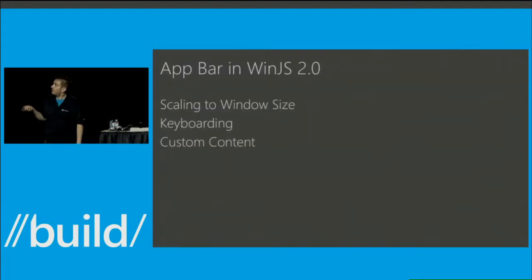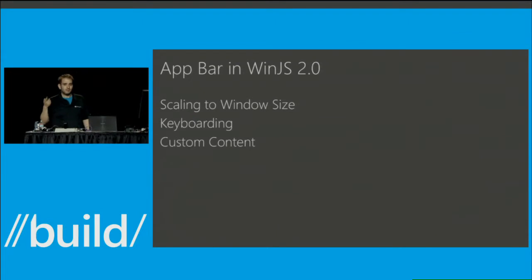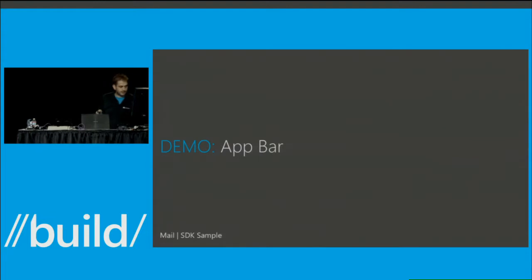App bar is the other control that we have today that's used extensively across apps, and we made some key improvements to that as well. First is around scaling to window size, and I'll show you that. Keyboarding, making it really efficient for people like me, and I bet a lot of you who use the keyboard a lot. And custom content, because we've seen from a lot of you that you want to put even more than just buttons and menus in there. So let's take a look at that.